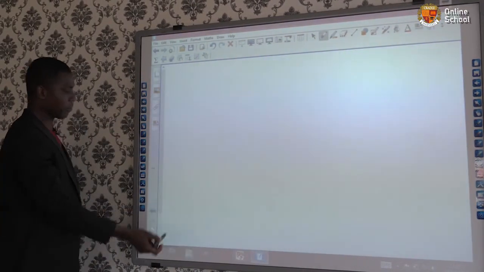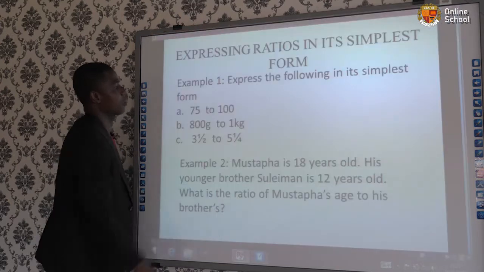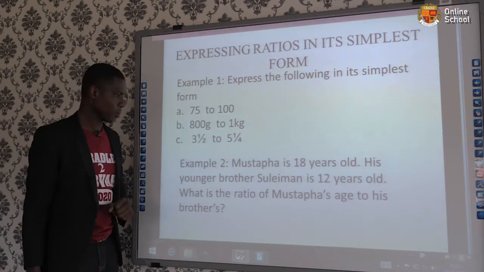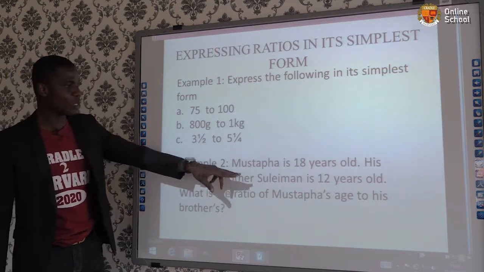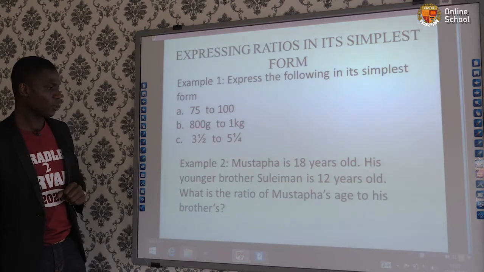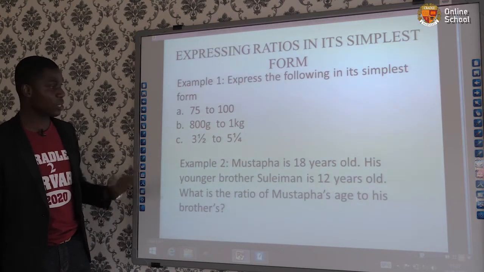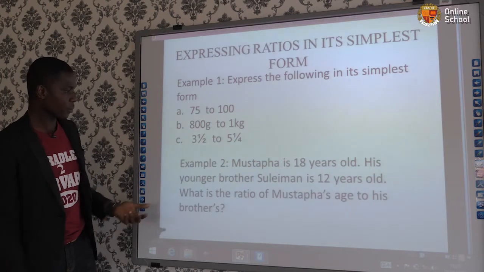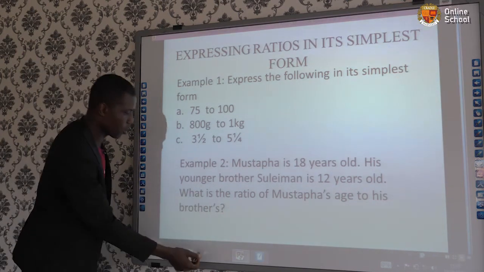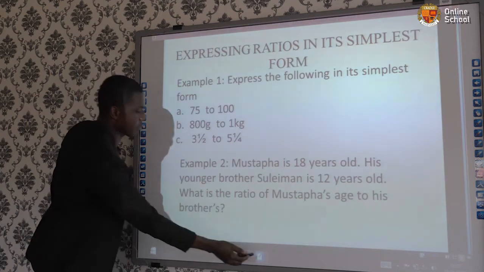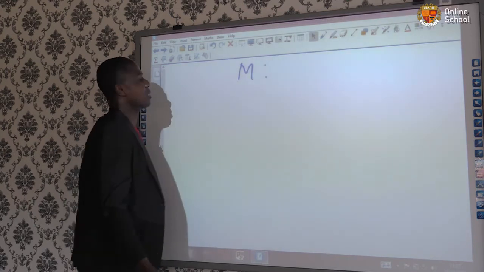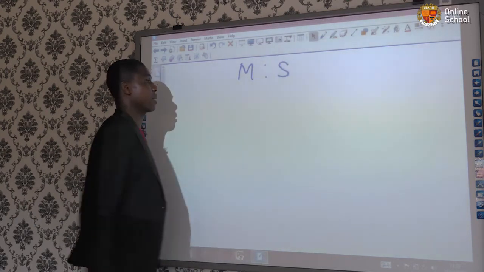Okay, let's see if we have. For this example, Mustafa is 18 years old. His younger brother Suleiman is 12 years old. Oh, this is just a word problem in ratio, just the same thing. 18 to 12. Mustafa was the older brother. Okay, we can give him a name, isn't it? Mustafa, let's call the younger brother Suleiman, isn't it?